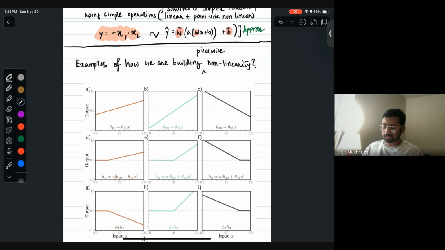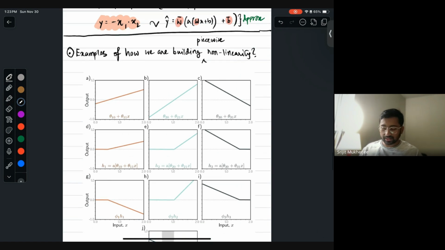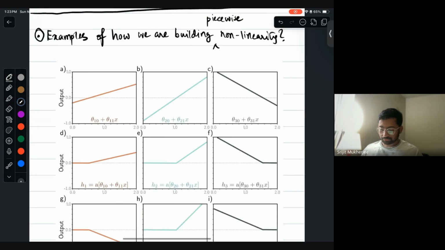Piecewise. So observe that. Take these examples: X goes to 3 hidden neurons. What you see are 3 lines, 3 linear relationships. Output 1, output 2, output 3. And there is a nonlinearity A, which gives you H1, H2, H3. And then you simply add them to get the final y hat.